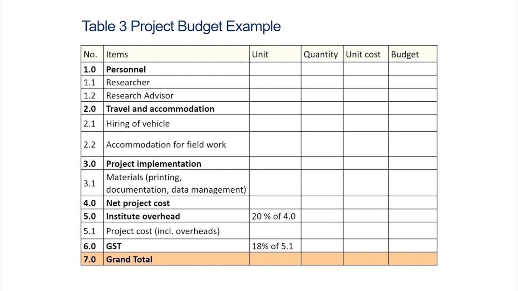This is an example of a project that I have undertaken, in which we have mentioned the personnel requirement, travel and accommodation, project implementation costs with regard to materials, the net project cost, the overheads that we carry as a part of a certain project, and the tax calculations with regard to the project, and then you come up with a grand budget.